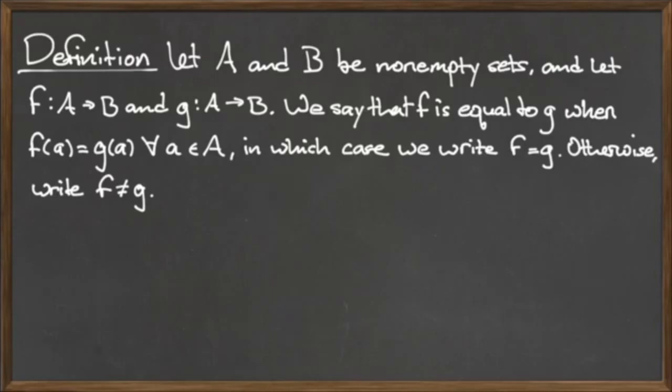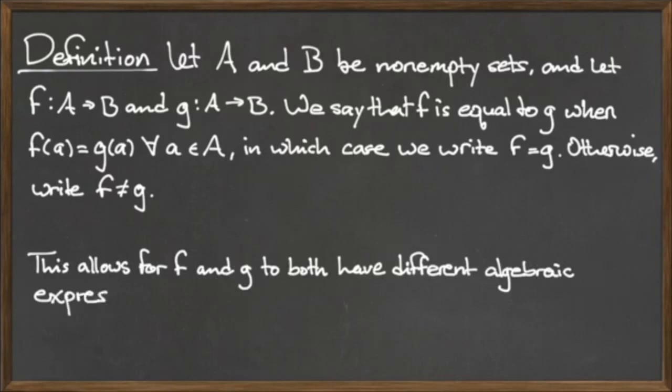In other words, two functions are equal when they output the same value for the same input value. The functions f and g may have different formulas or algebraic expressions, but as long as their outputs are the same for the same input values, we say that they are equal.